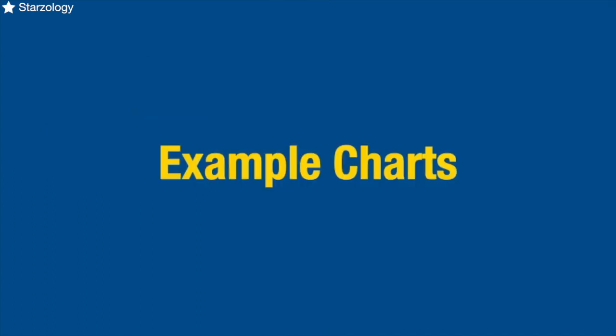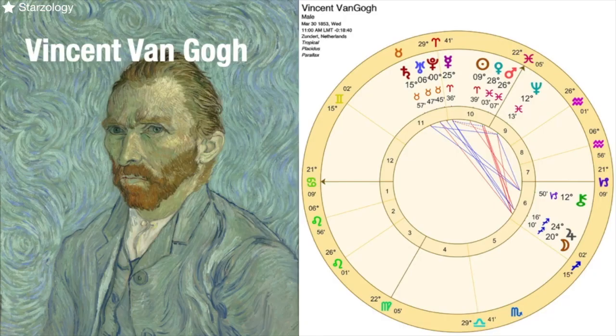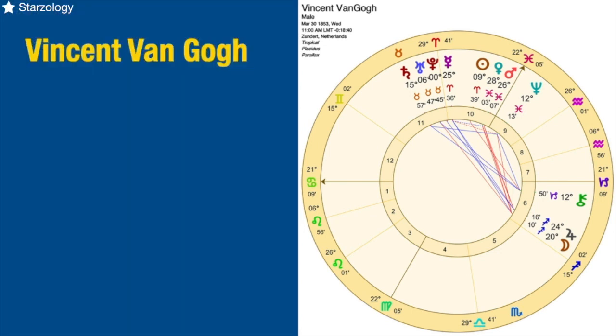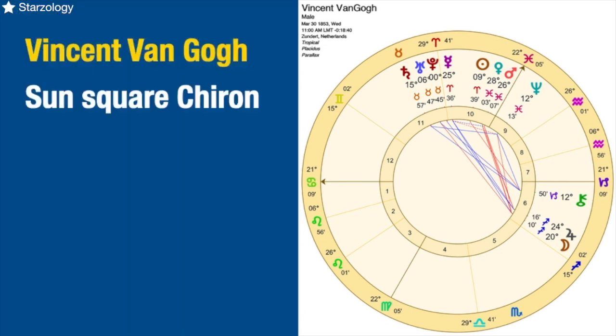We're just going to have a look at a couple of example charts to see how to read an aspectarian. First we're looking at the chart for Vincent van Gogh. There is his chart, and I'm going to pick just one particular aspect at a time. We're looking now at the Sun square Chiron, and you can see the red line joining them: the Sun is squaring Chiron. We're going to have a closer look at that.